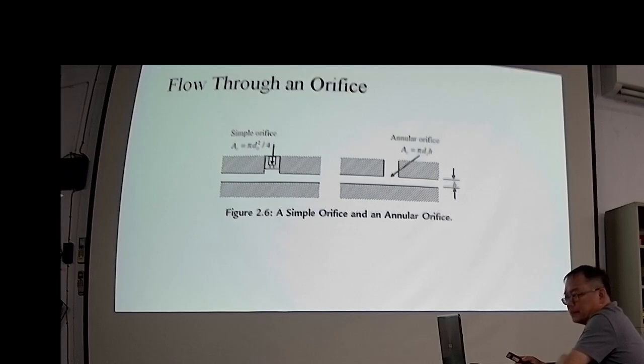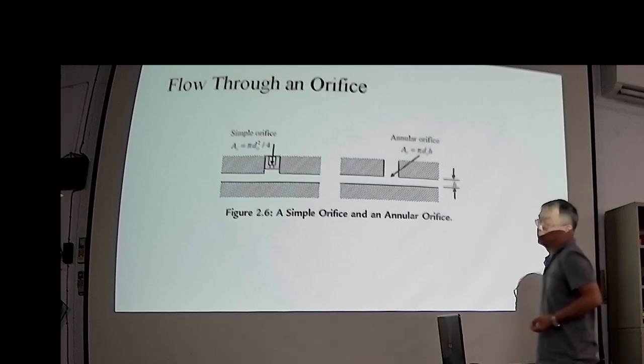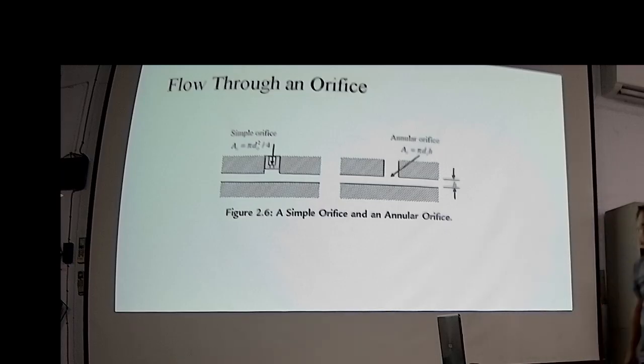Right. And the third one is for the orifice restrictor. We have two orifice restrictors in this chapter. The first one is called the simple orifice. Another one is called the annular orifice.